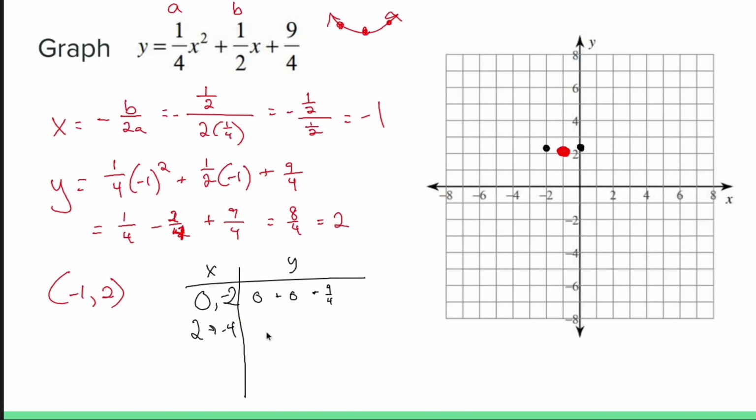If I plug in 2, I get a quarter of 2 squared, which is 4, plus a half of 2, which is just 1, plus 9 quarters. So that's 1, and you'll also get 1, and then what is that, 2 1/4? So you become 4 1/4. So at 2, we're at 4 1/4. At -4, we're also at 4 1/4.